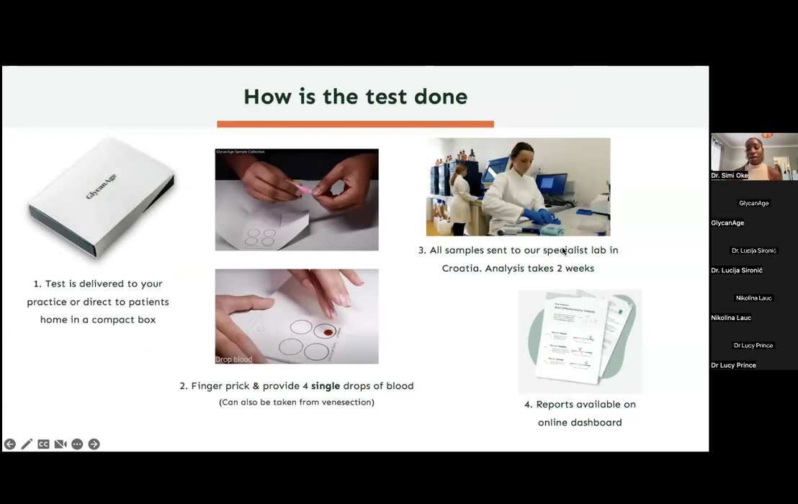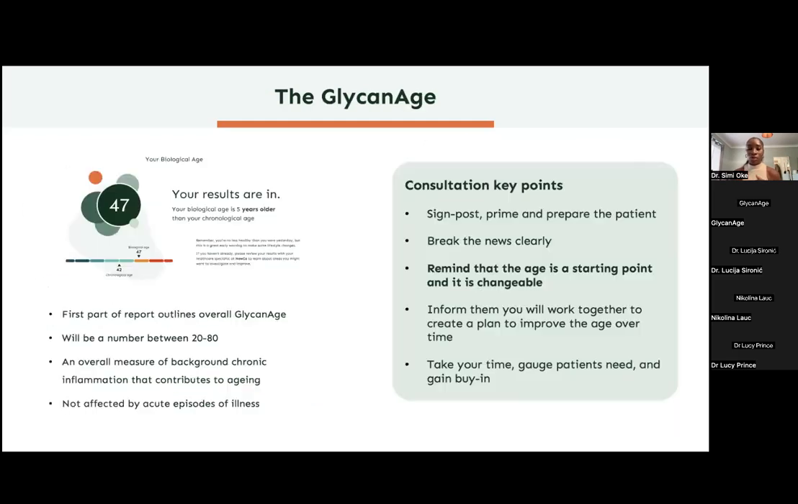So essentially it's a finger prick test, and you apply 4 spots of blood. It goes to our lab, which is based in Croatia, and we actually test the samples in triplicate. The reason for this being that we understand the value of accuracy, especially when you're using it to understand if interventions are working. And so we send it to the lab. It takes 2 weeks to process, and then you receive a report.